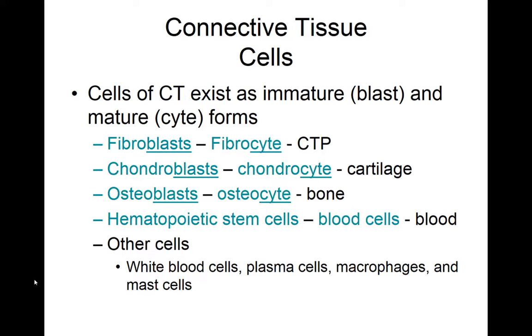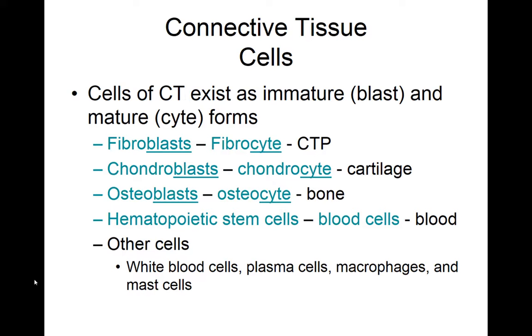Hematopoietic stem cells. Now it still says stem cell on here, but these are not the same thing as embryonic stem cells. Hematopoietic stem cells can become any kind of blood cell. They can become red blood cells, they can become white blood cells, they can become platelets. That's it. They cannot become neurons, they cannot become muscles, they cannot become anything else. So all these can do is become a type of blood cell.